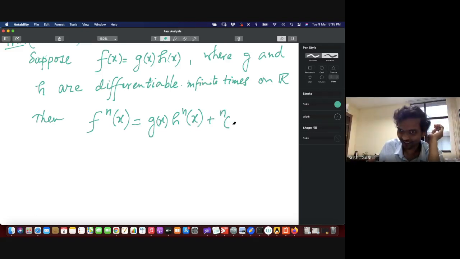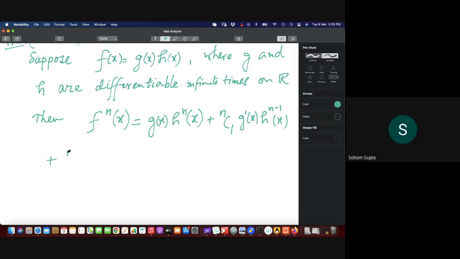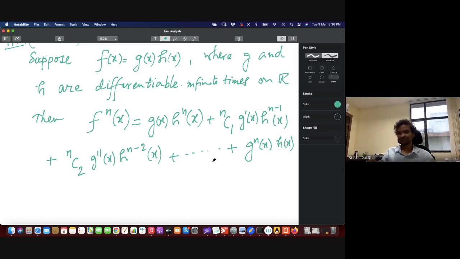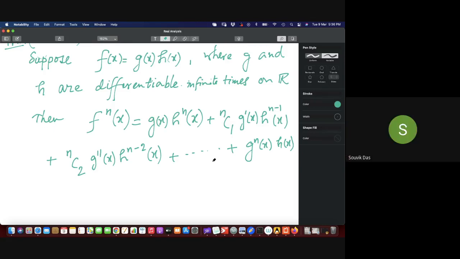Right, nC1 g prime x h n minus 1 x. And the second term will follow: nC2 g double prime x h n minus 2 x plus dot dot dot, plus the last term would be g n x h x. All right. Yes, sir. Do you believe this? You can check by induction.